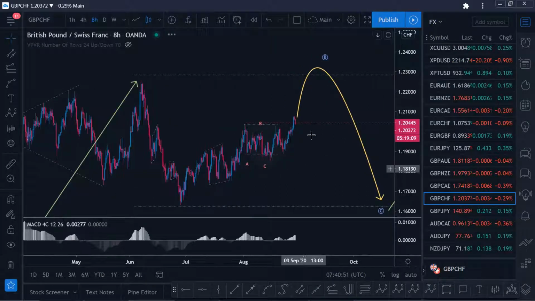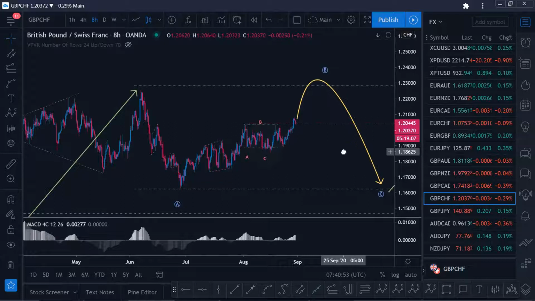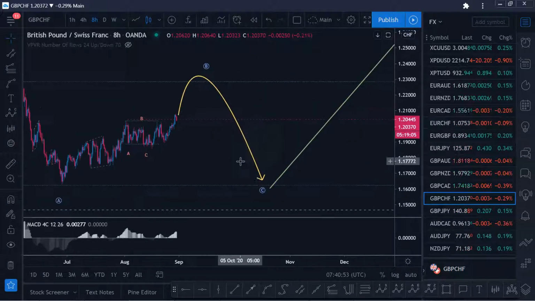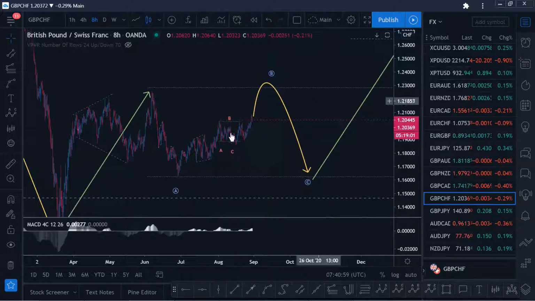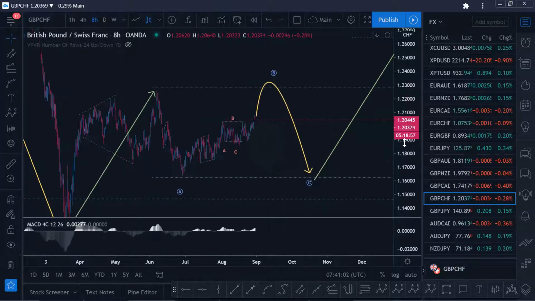And if it does play out in this fashion, obviously there's a nice short trade to the downside and an even better long to follow, because the move up from this should be very quick and a very strong impulse. So we'll be keeping an eye on that.